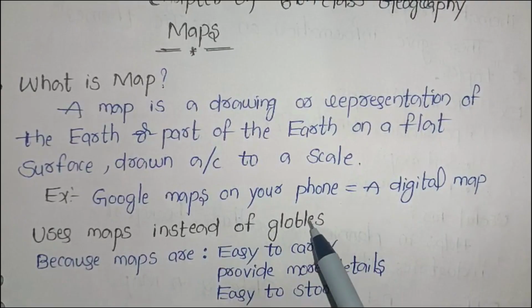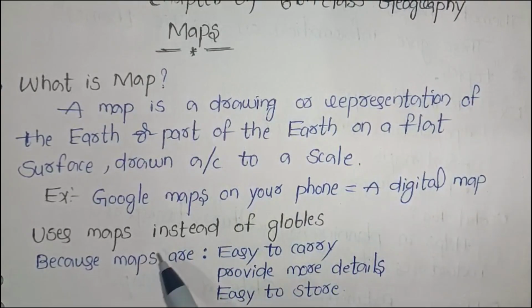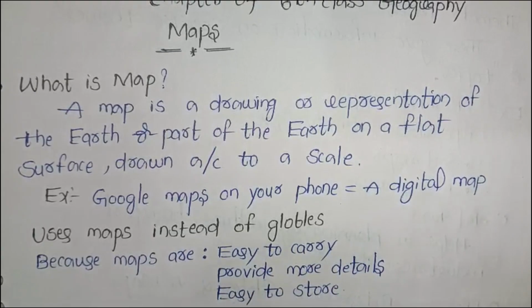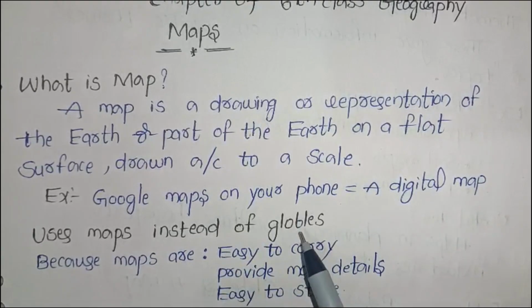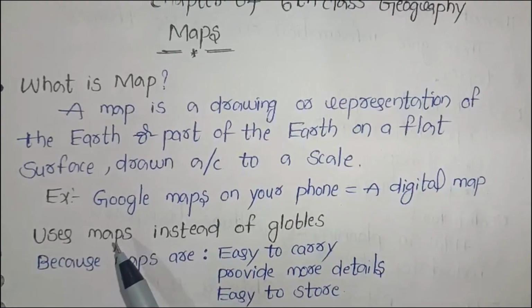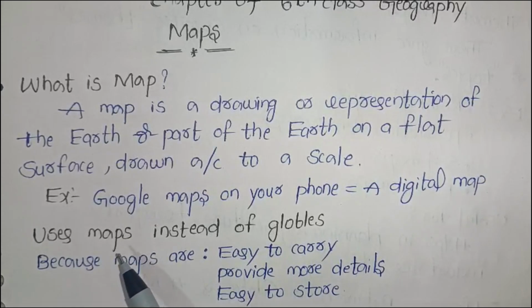instead of globes, because globes are very hard to carry everywhere. Because of maps, these are easy to carry. They provide the details about the locations, and they are easy to store also. These maps show a small area very clearly, for example, a village, city, district, etc.